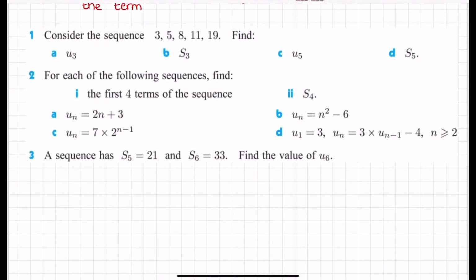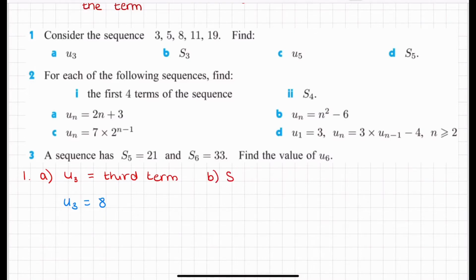So number 1, consider the sequence 3, 5, 8, 11, 19. We want to find U3, then S3, then U5 and S5. So for number 1, A, U3. So remember U means our term. So U3 is the third term. So just write that here, just as a reminder, just in case you're not sure. So U3 would equal, look at the numbers, the third term is the third one across, which is 8.